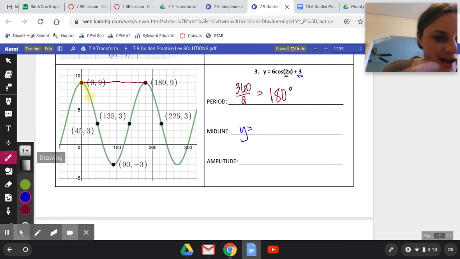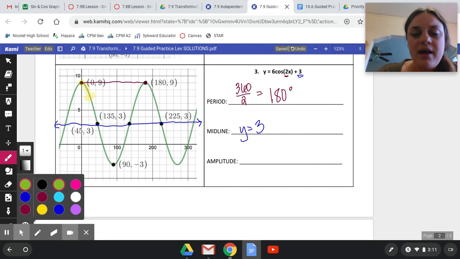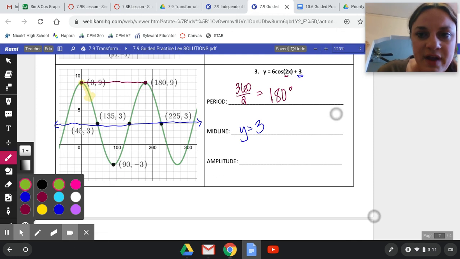K is 3, so y is equal to k, which is 3. And then I can sketch in my midline right there, halfway between the highest high and the lowest low. Same thing, and then my amplitude is 6. I can see that right here.